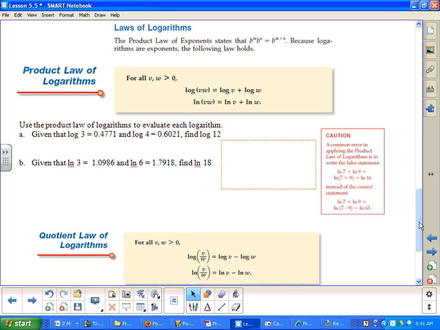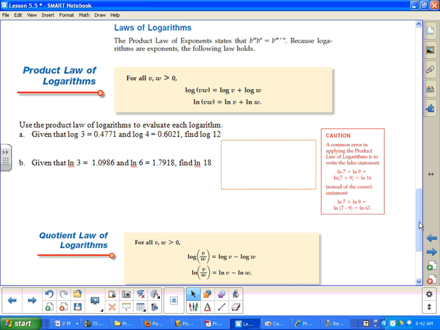Now over here on the right, we have a caution that says a common error in applying the product law of logarithms is to write this false statement. Remember, the log of 7 plus the log of 9 means the log of 7 times 9, not the log of 7 plus 9. So make sure you don't make that mistake.